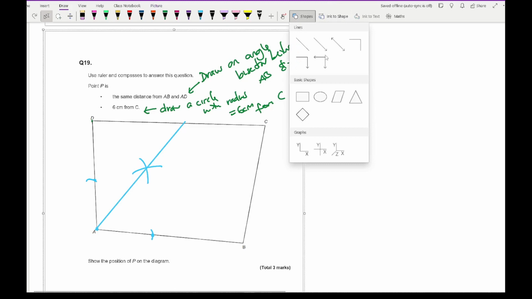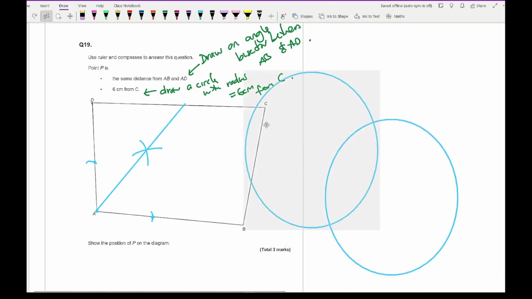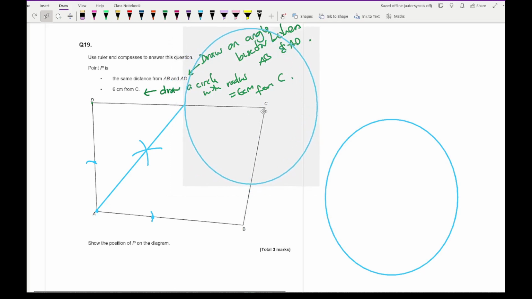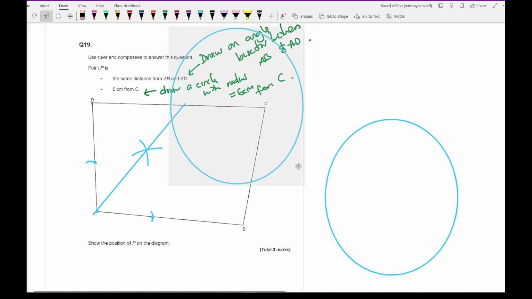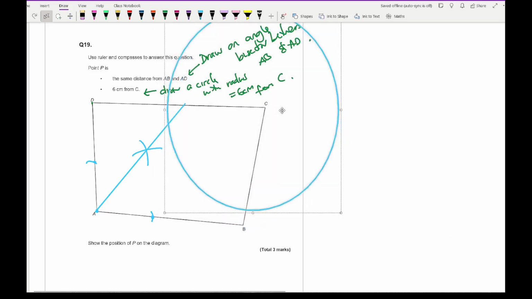We then need to draw our circle from point C. So if I just draw a circle, and just imagine that there is 6 centimeters, and again just make it a little bit bigger. And what you're looking for is the intersection point of where the circle meets the angle bisector that you've drawn. So for me, it's going to be here. So that's where point P is going to be.